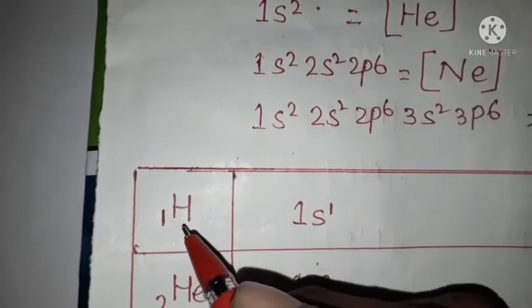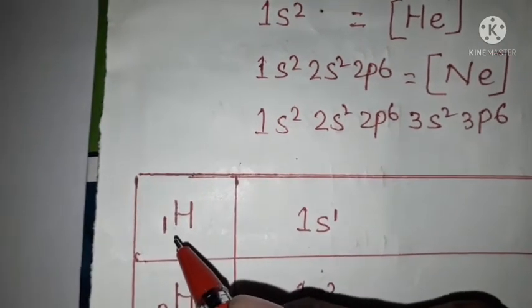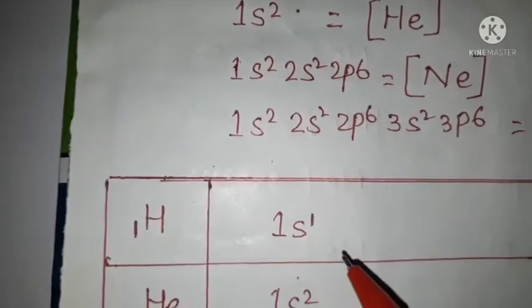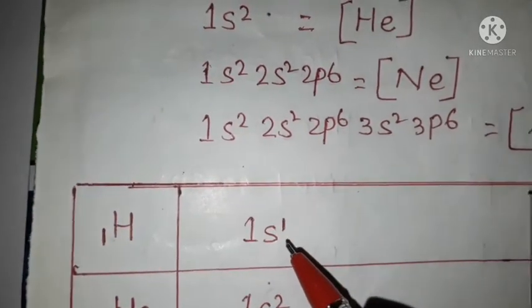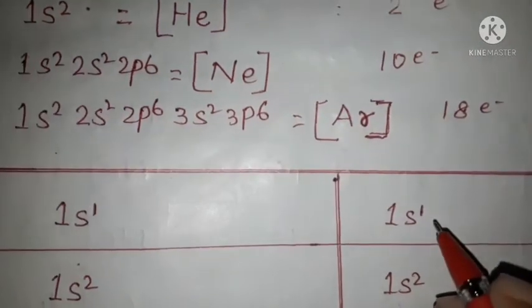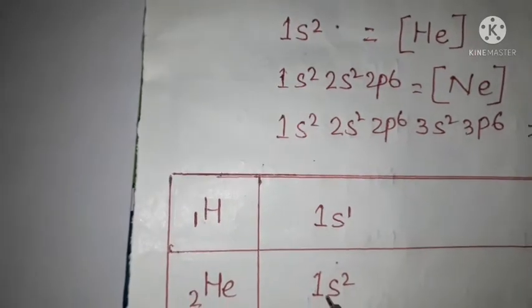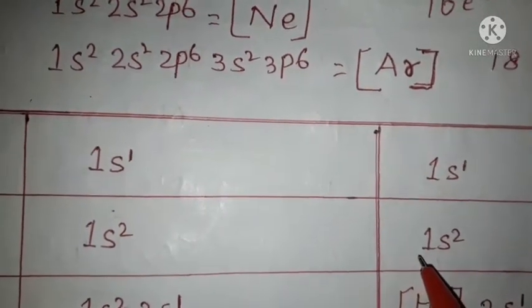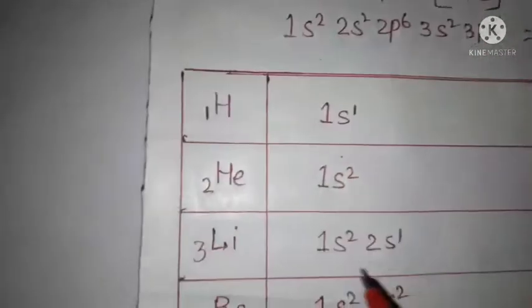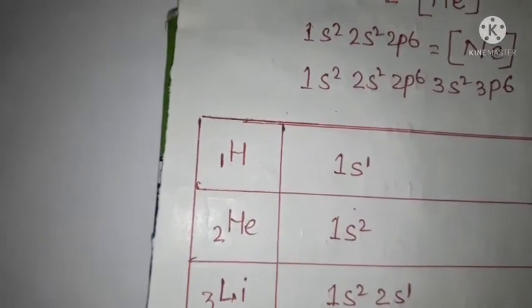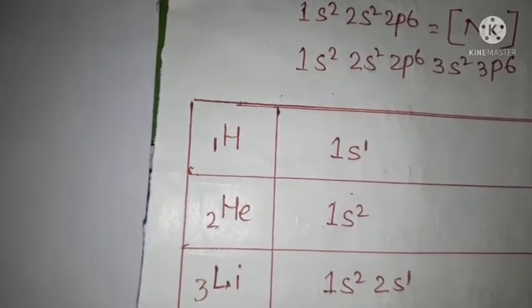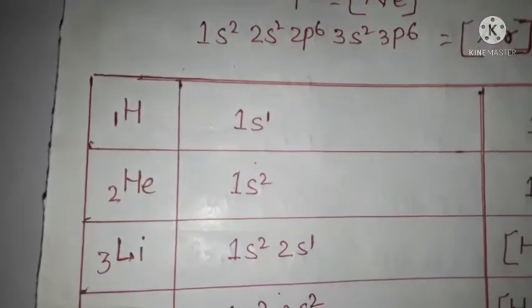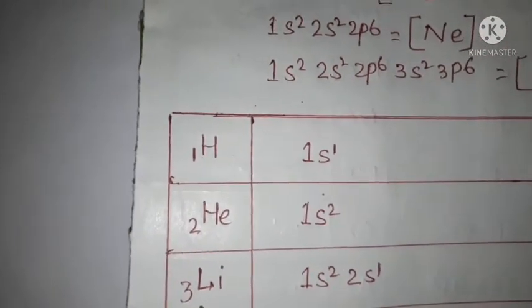Now you look. Hydrogen, which has Z of 1, we write 1s1. Like this, helium, which has Z of 2, so we write 1s2. Now in this form we write 1s2. Here from lithium to the elements above, we write in another form like this.